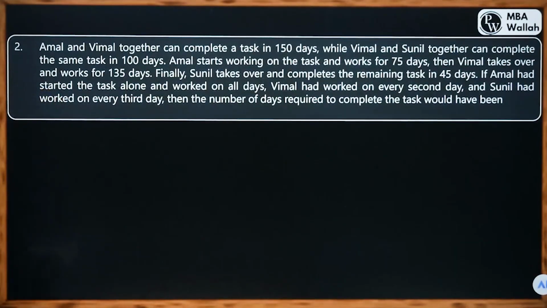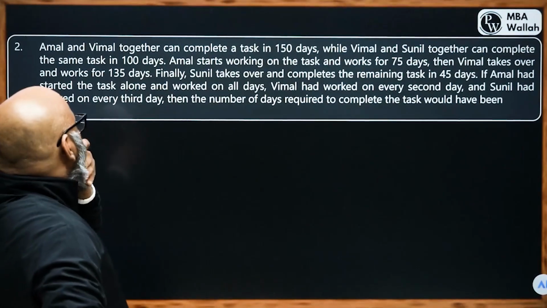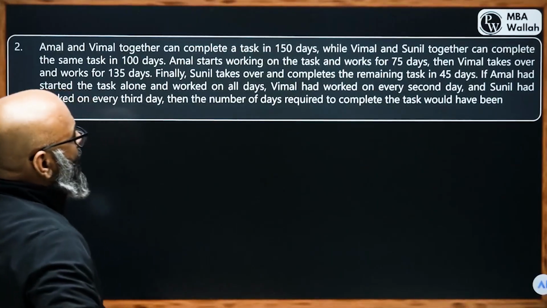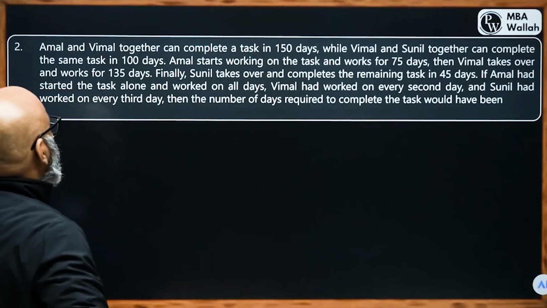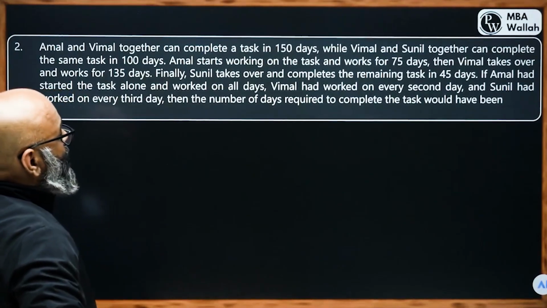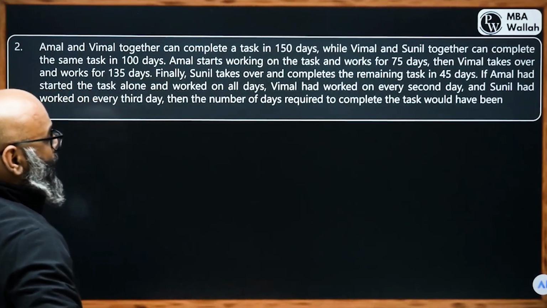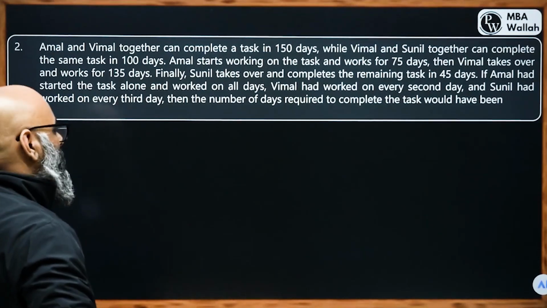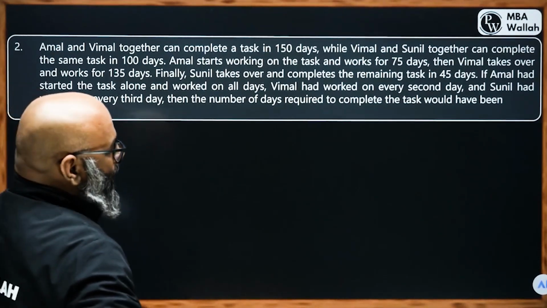Again, I'll step aside for a minute. And here we solve. Amal and Viml together can complete a task in 150 days, while Viml and Sunil together can complete the same task in 100 days. Amal starts working on the task, works 75 days. Then Viml takes over and works 135 days. Finally, Sunil takes over and completes the remaining task in 45 days.